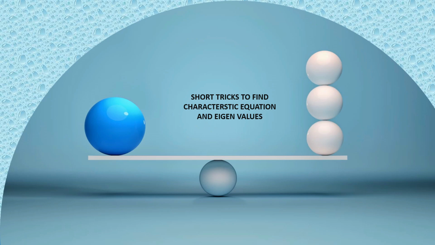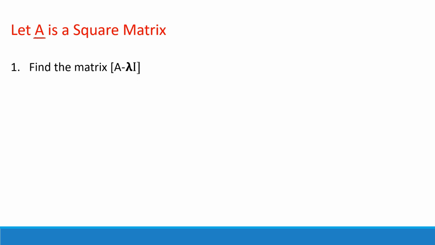Okay, so in this video, we'll see some short tricks to find characteristic equation and eigenvalues. So we will have a square matrix. Let's say that matrix is capital A. So what will be the first step? First step is to find the matrix A minus lambda I, where this lambda is some scalar and this I is an identity matrix of the same order as the order of the given matrix capital A.